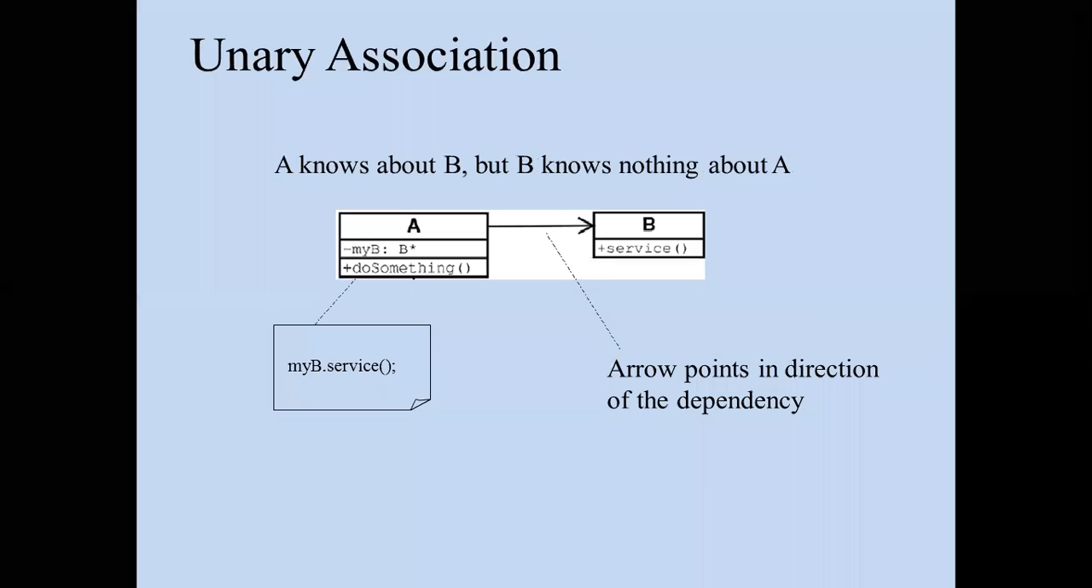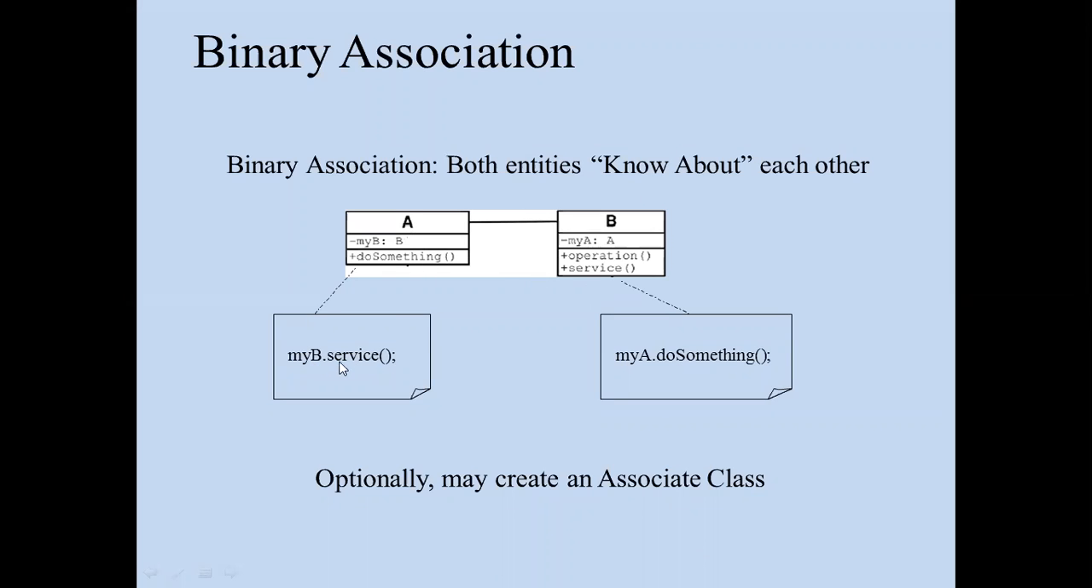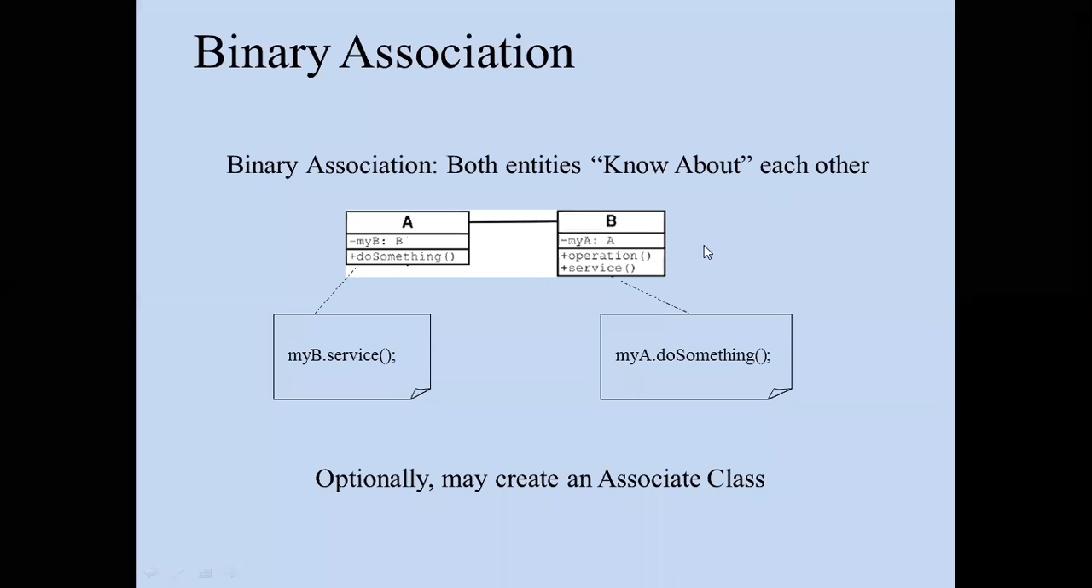Binary association, we have seen the binary association. That means you consider class A and class B, and both classes know about each other. Here A can see the contents of B, and B can see the contents of A. Here you can see myB.service and myA.doSomething; one function is for class A and the other is for class B. Both classes know about each other. This is binary association.